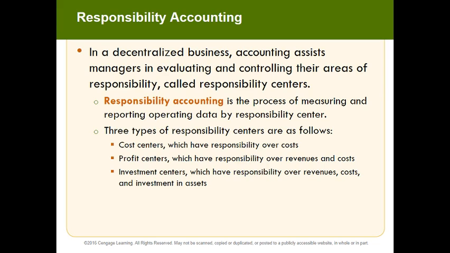In a decentralized business, accounting is going to assist each of the managers in evaluating and controlling their areas of responsibility, which are called responsibility centers. Therefore, responsibility accounting is the process of measuring and reporting operating data by specific responsibility centers. There are three types of responsibility centers. There are cost centers, which have responsibilities over costs. There are profit centers, which have responsibilities over both revenues and costs. And then there are investment centers, which have responsibility over revenues, costs, and investments in assets.